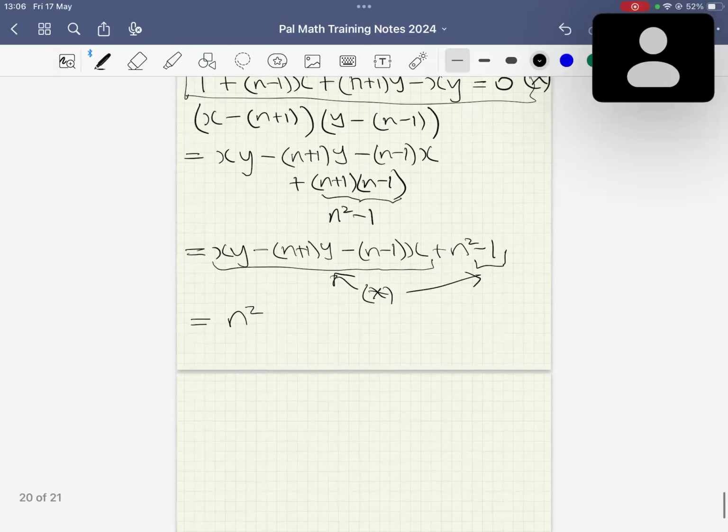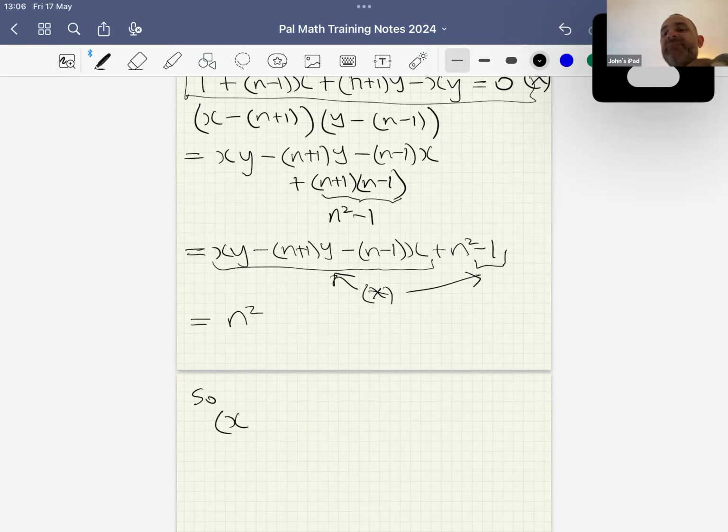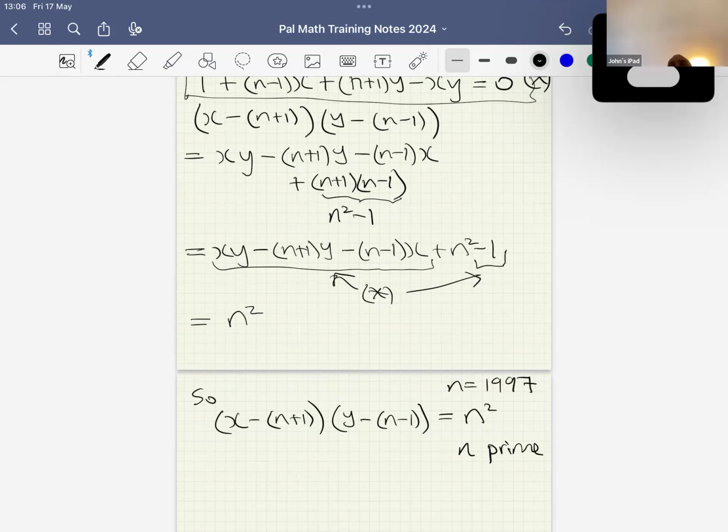Yes. Okay. So in fact, your comment at the beginning about n plus 1 by n minus 1 being equal to n squared minus 1 was relevant. So finally, what we have is that x minus n plus 1 by y minus n minus 1 is equal to n squared. And n is prime. Now n is 1997. And now we're in a good shape because the factors of the right-hand side are just 1, n, and n squared.